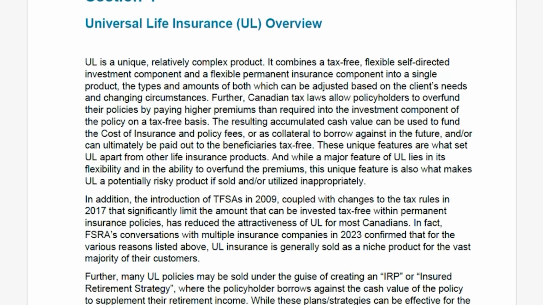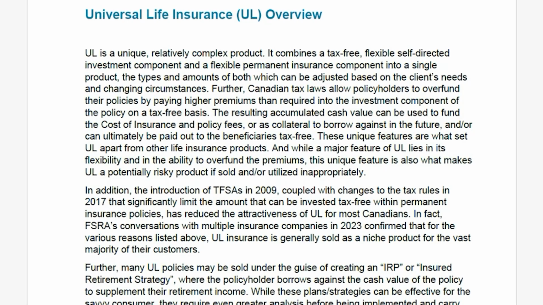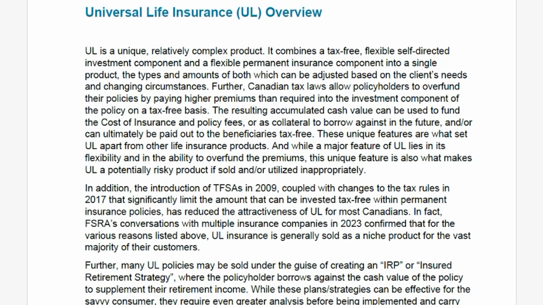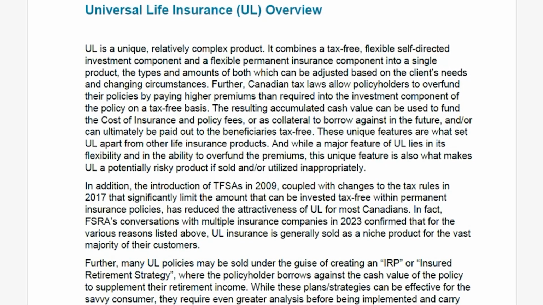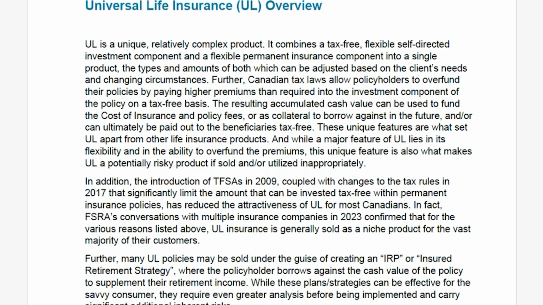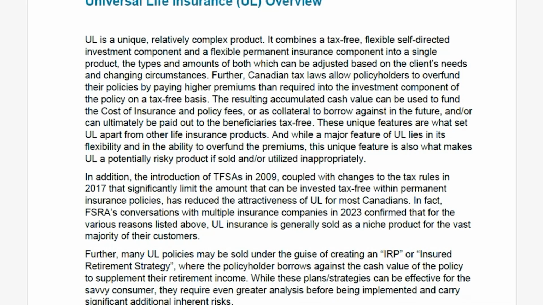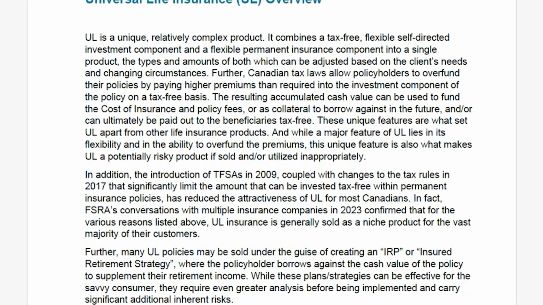The resultant accumulated cash value can be used to fund the cost of insurance and policy fees, or as collateral to borrow against in the future, which I kind of mentioned about that investment component, and/or it can ultimately be paid out to the beneficiaries tax-free. These unique features are what set UL apart from other life insurance products, and while a major feature of UL lies in its flexibility and in the ability to overfund the premiums, this unique feature is also what makes UL a potentially risky product if sold and/or utilized inappropriately.